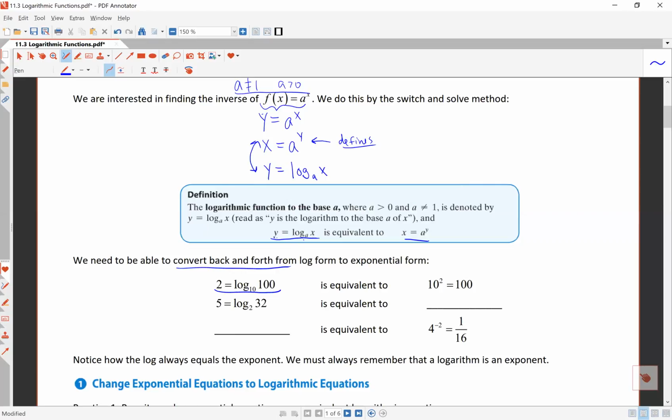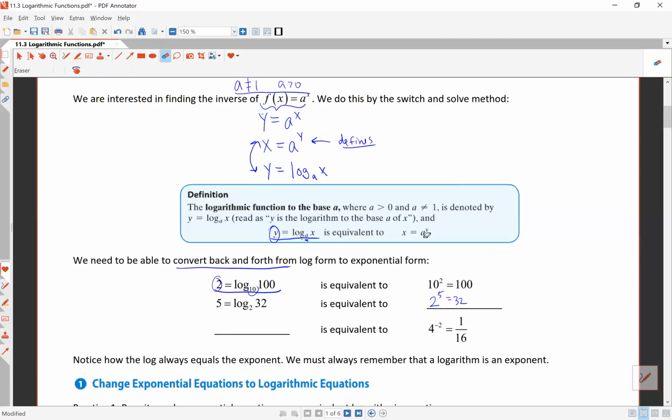Y is equal to the log, and y is always the exponent on the base. So the base here is 10, and the exponent is 2, or 10 squared is 100. Whereas 5 equals log base 2 of 32, 5 is the exponent. The base is 2. So that says 2 raised to the 5th power is 32.